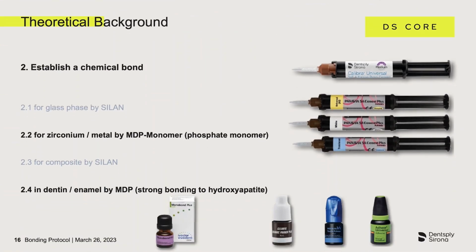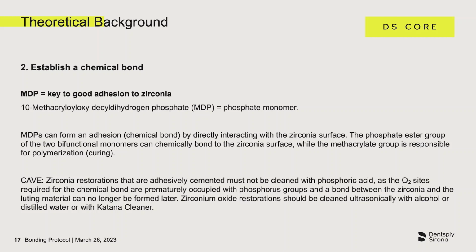The chemical bond to hydroxyapatite in the dentin and enamel and to zirconium oxide and metal is created by the MDP monomer. The reactive phosphate group of the monomer establishes a very stable and water-insoluble chemical bond to the hydroxyapatite crystals. The second reactive group of the MDP monomer is available for the polymerization reaction with the composite.